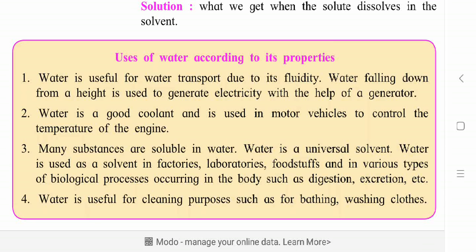Second, water is a good coolant and is used in motor vehicles to control the temperature of the engine. Since it is a very nice coolant, it can cool things in a nice way. In a motor vehicle, if the engine gets too hot, for temperature control, to make it cool, water is used as a coolant.